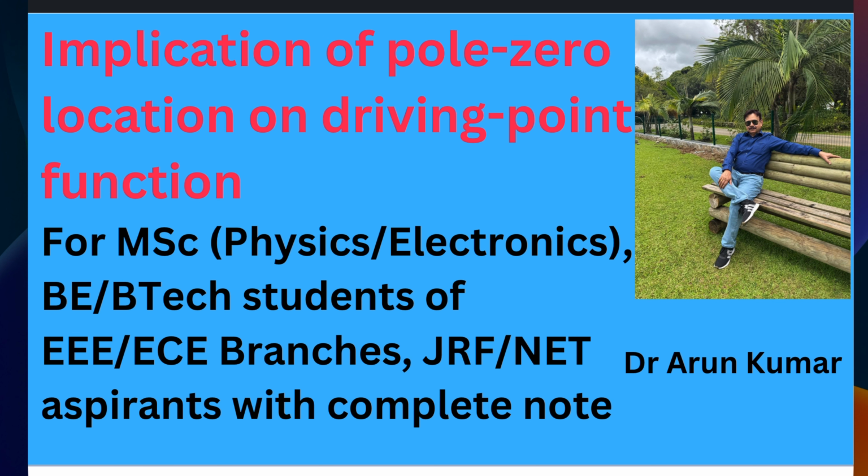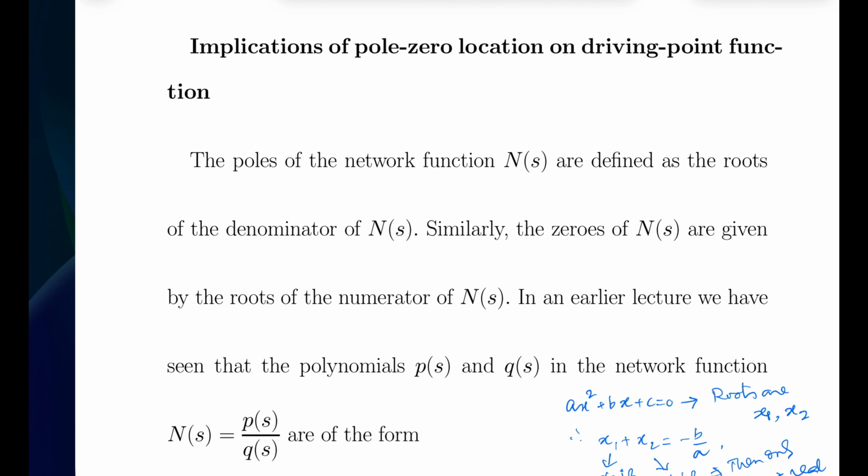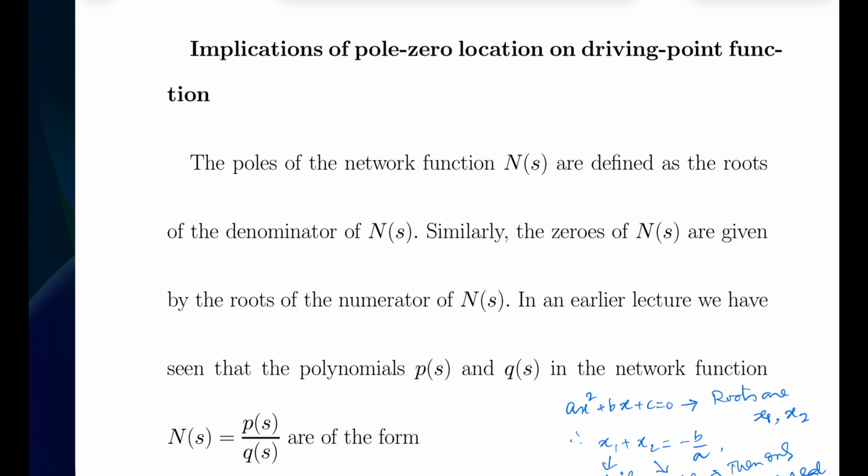Now let us come to the topic. We have earlier seen that the network function or transfer function of a network can be expressed as the ratio of two polynomials, P(s) upon Q(s). The roots of the numerator polynomial give you the zeros, and those of the denominator polynomial give you the location of poles.